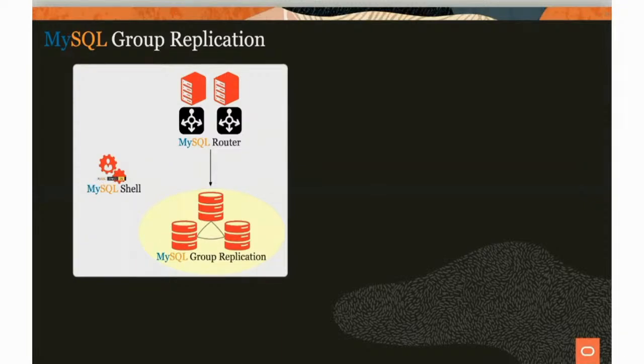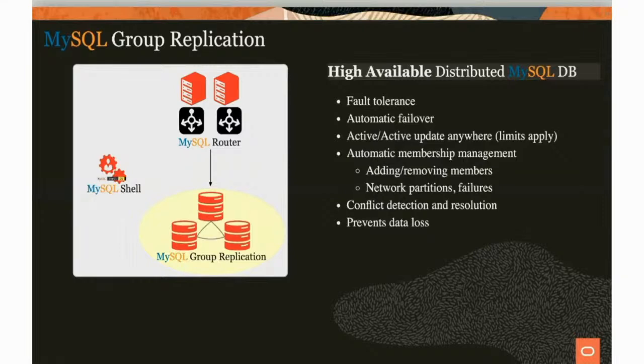So for group replication, what is it? It's basically a highly available distributed MySQL database. What it gives is fault tolerance and automatic failover. You can configure it in multi-primary mode. The default is single primary mode, where there's one member available for writes. In multi-primary mode, multiple members are available for writes, so you can write to all database servers at the same time. There are some limitations related to cascading foreign keys, for example. But you can write to all members, and there is guaranteed consistency. There will not be any data loss.